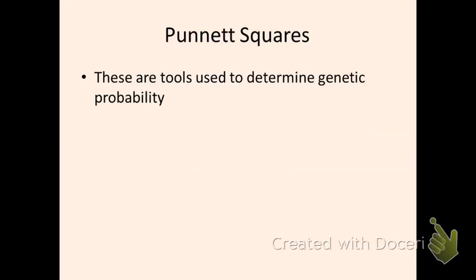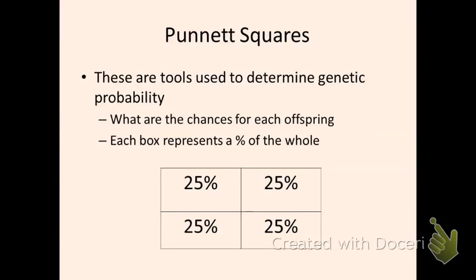So here we go. Punnett squares are a tool used to create genetic probability, and probability is basically the chances of each offspring being able to get a particular trait from a particular set of parents. As we do Punnett squares, we're going to create boxes, and each of those boxes is going to be a percentage of the whole. So if we see a box with 4 squares, that's going to give us 25% per square, and that is the probability of that trait being seen in each offspring.